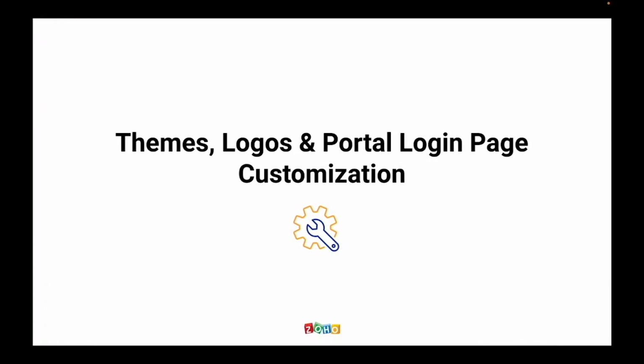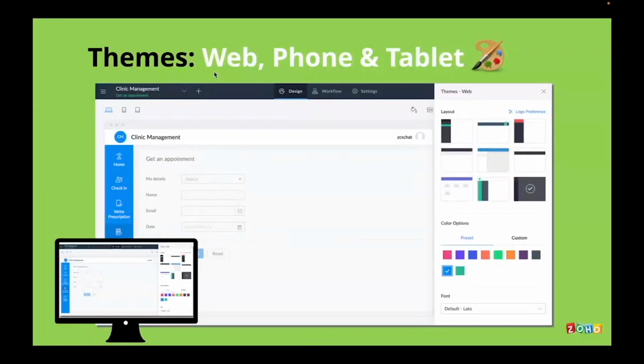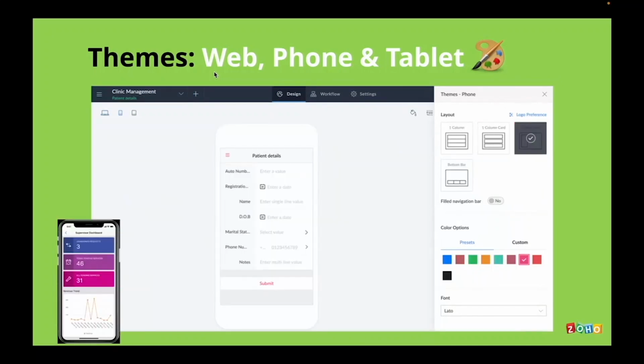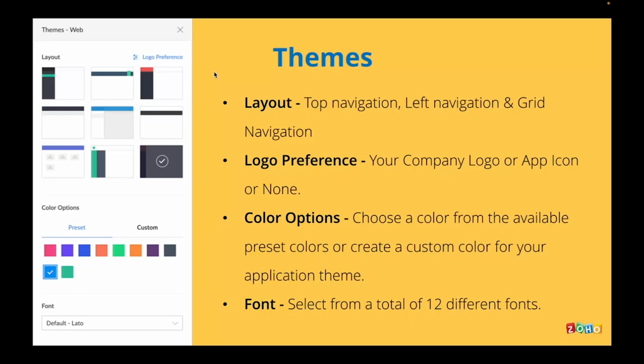So when we talk about a Zoho Creator application, once you complete building the app, you can set up themes. These themes can be configured for web, phone, and tablet. So with respect to themes, you can configure the layout, logo preference, color options, and font. So first we have the layout. So inside the layout, we have top navigation, left navigation, and grid navigation. And then we have the logo preference where you can choose your company logo, or the app icon that you have already configured, or you can keep it none.